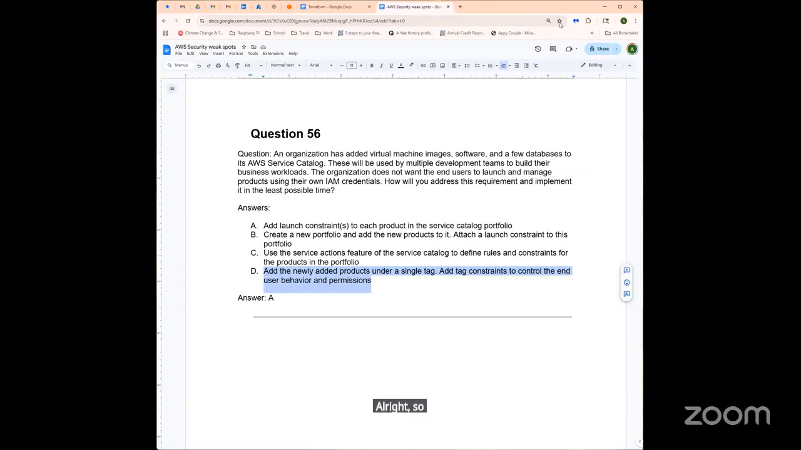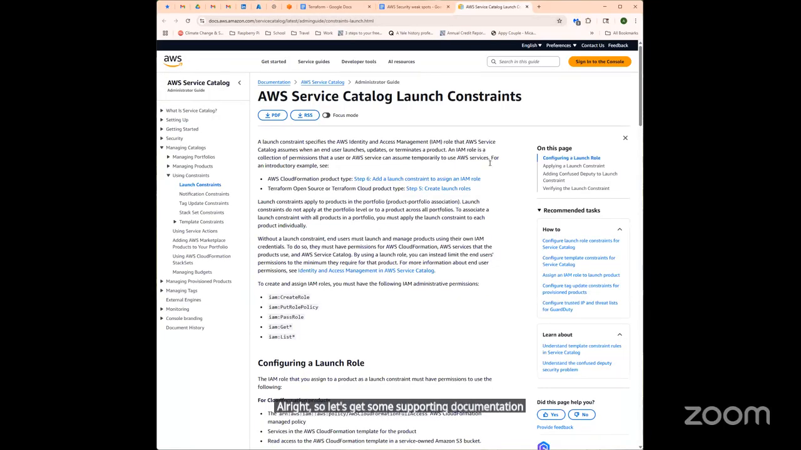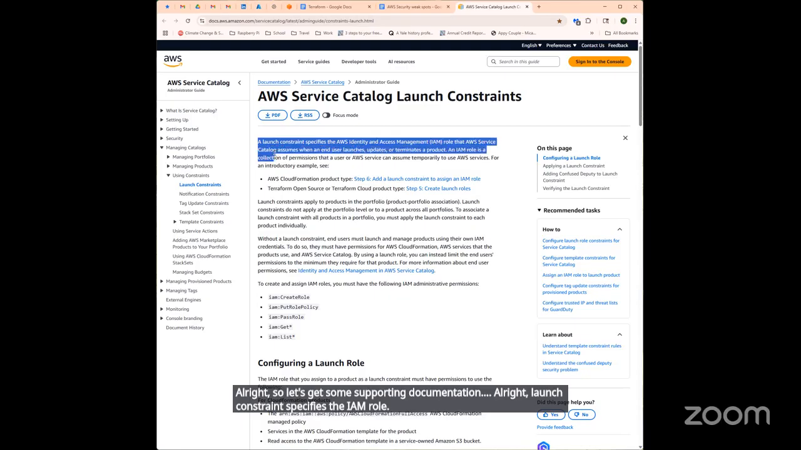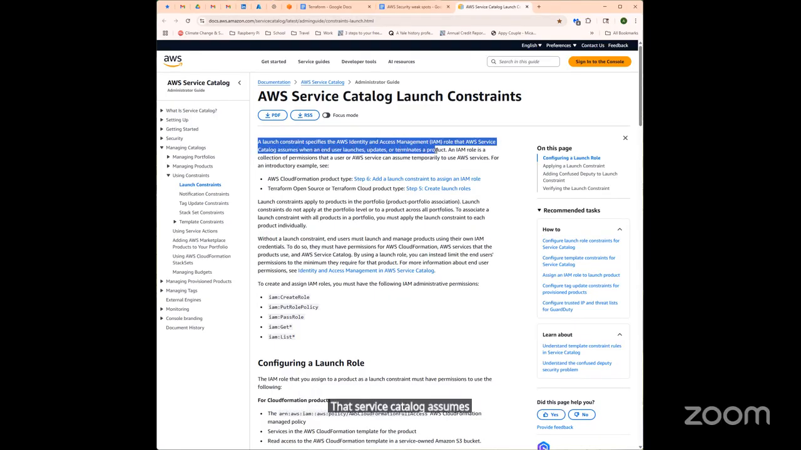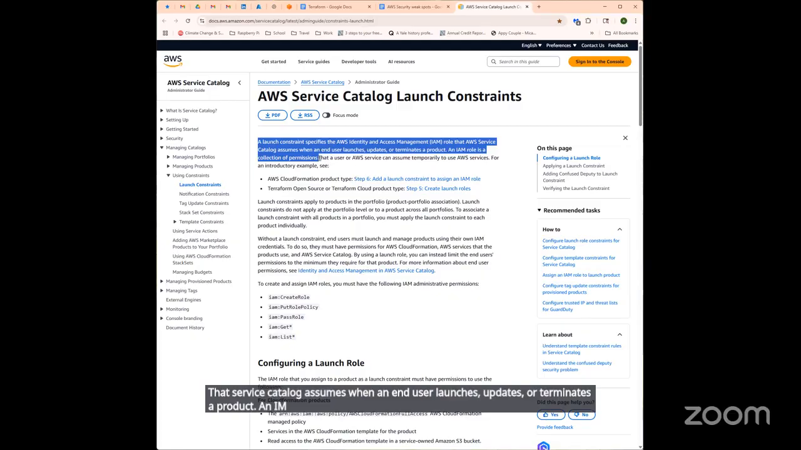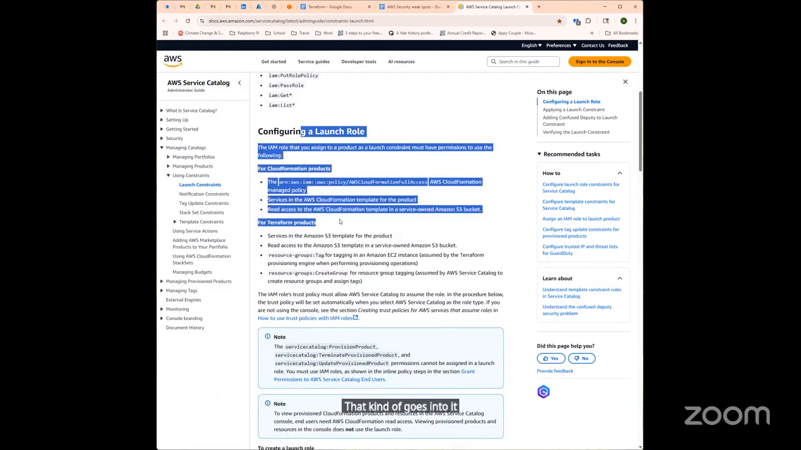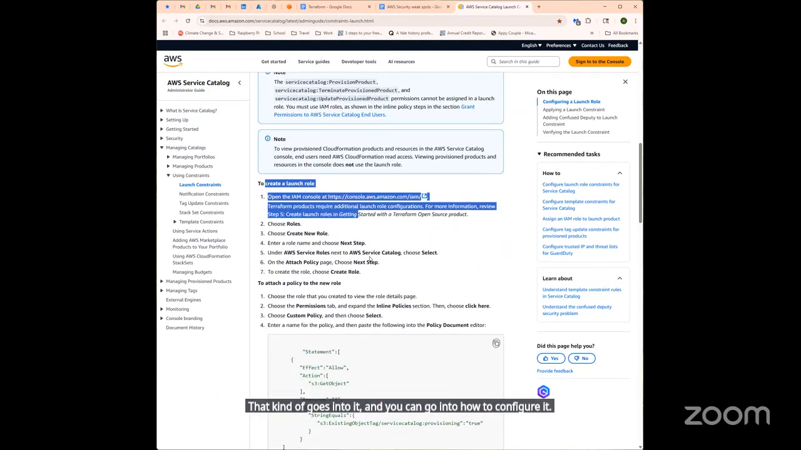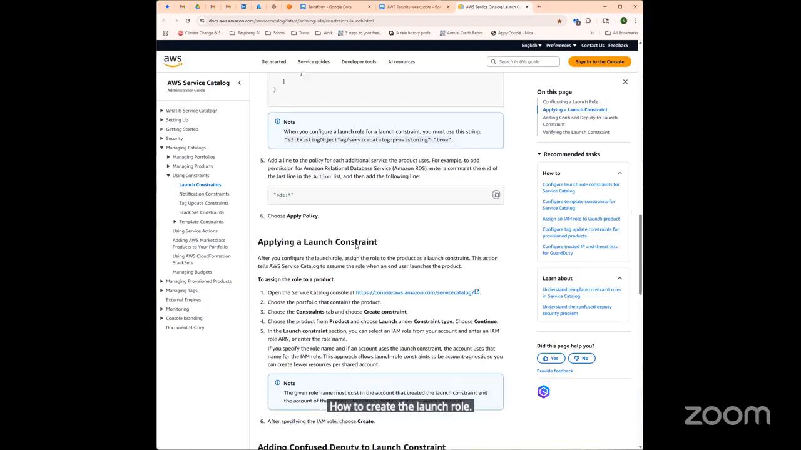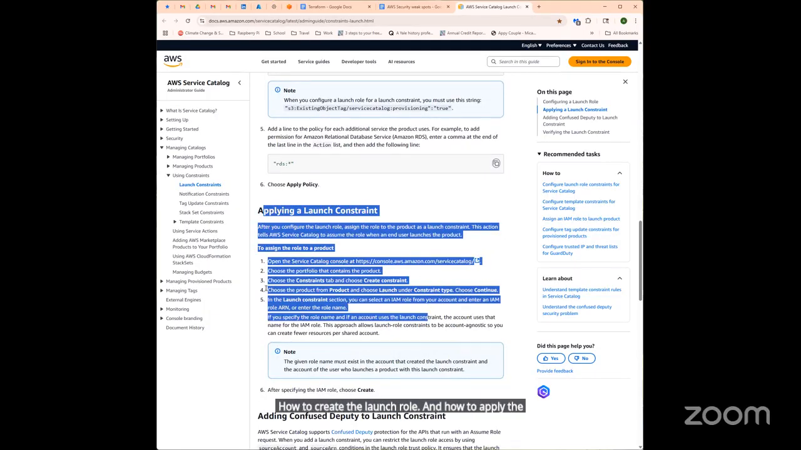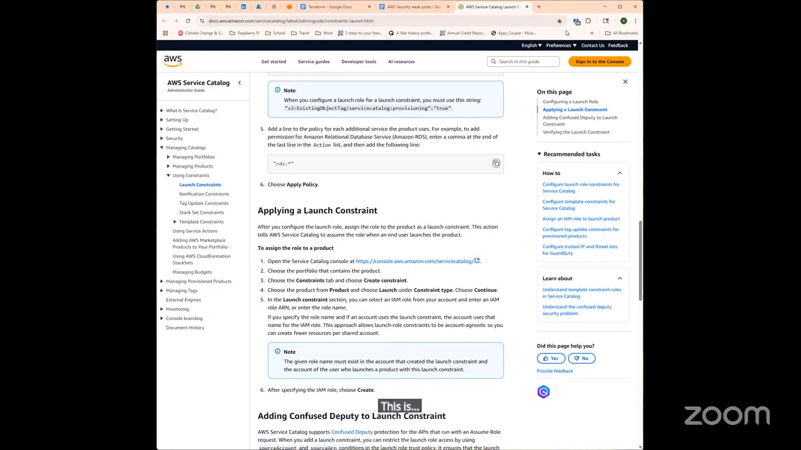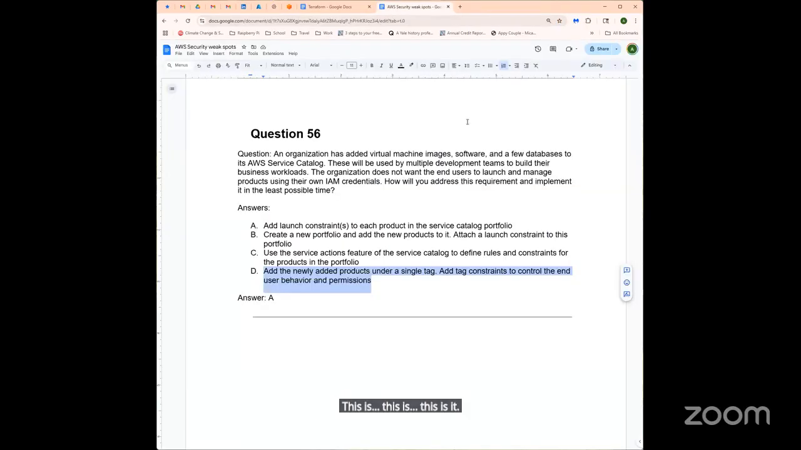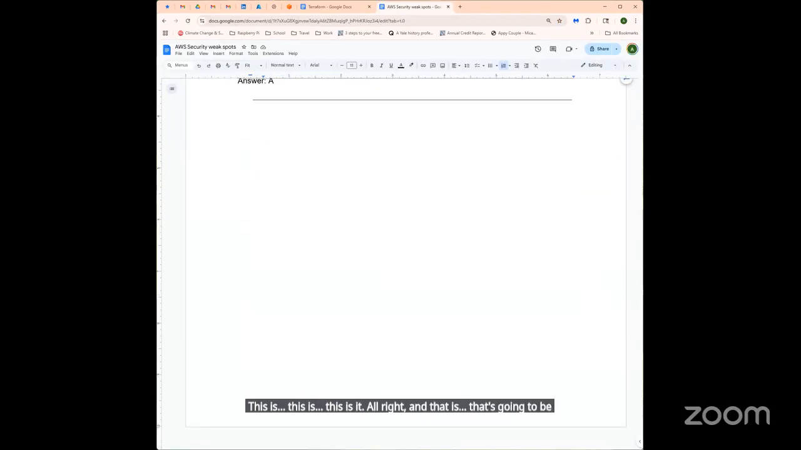All right, so let's get some supporting documentation. A launch constraint specifies the IAM role that Service Catalog assumes when an end user launches, updates, or terminates a product. An IAM role is a collection of permissions that a user or a service can assume temporarily to use AWS services. That kind of goes into it. And you can go into how to configure it, how to create the launch role, and how to apply the launch constraint. This is it. All right, and that's going to be the final question.